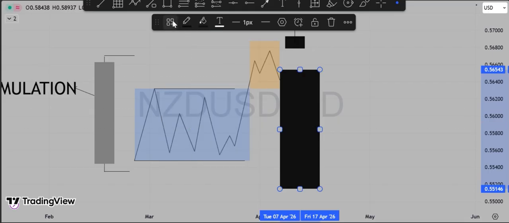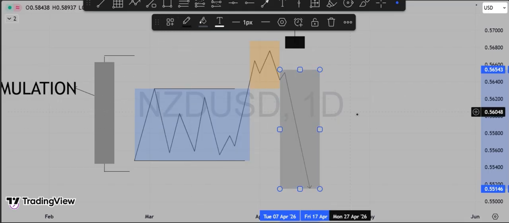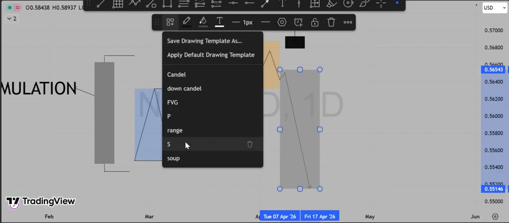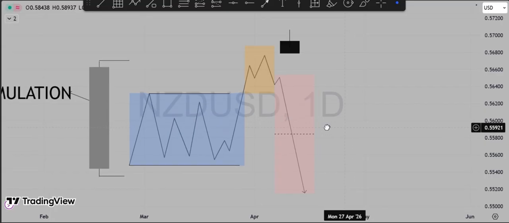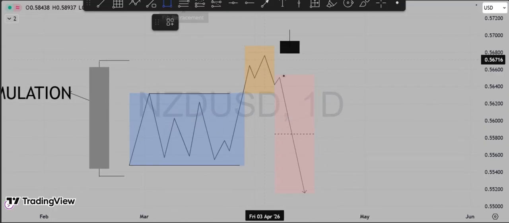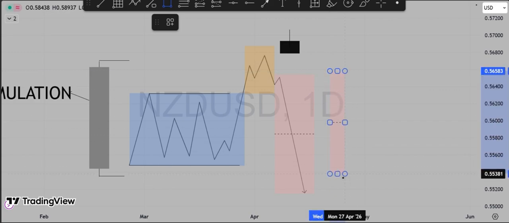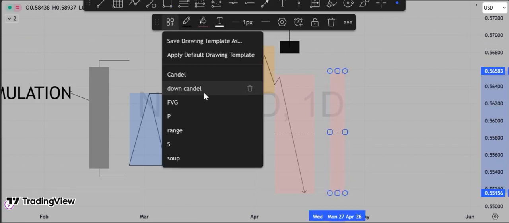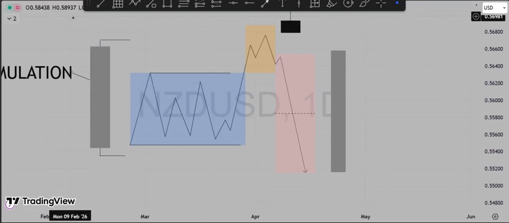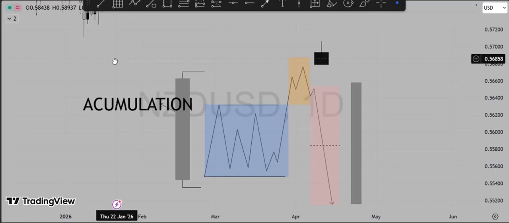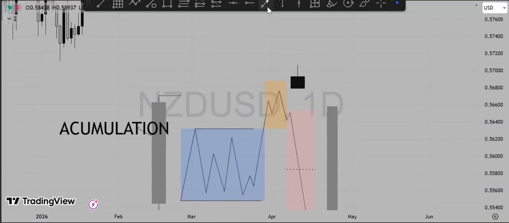Now I think I'm going to change the color of that. Let's put this one. This is going to be our distribution candle. Now let me just arrange that. Let me just tag them up. This is going to be our manipulation.